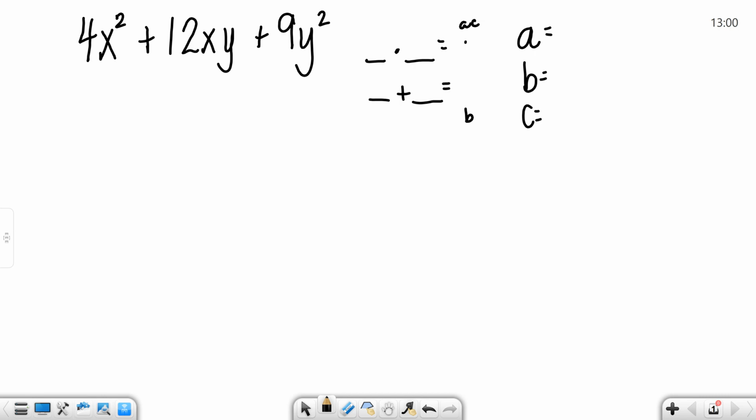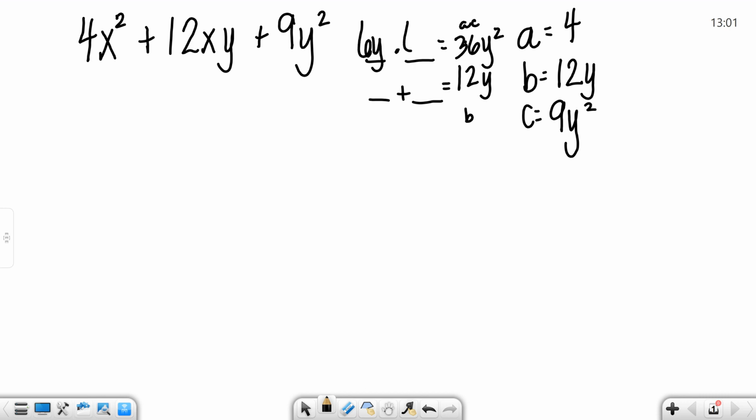All right, our A value is 4. Our B value is everything other than X, so that would be 12Y. And my C value is everything there, the end, so 9Y squared. So A times C is 36Y squared, and B is 12Y. Looking for two numbers so that when I multiply them, I get 36Y squared, but when I add them, I get 12. Okay, and those two numbers are 6Y and 6Y.